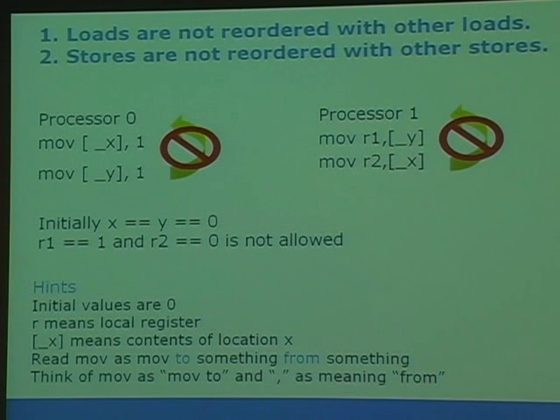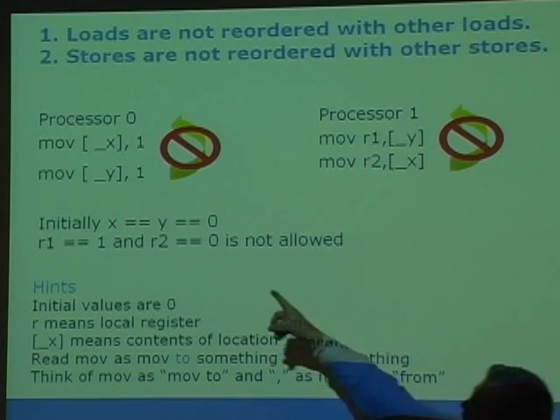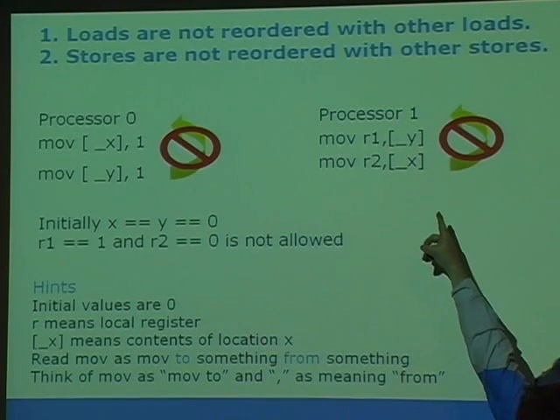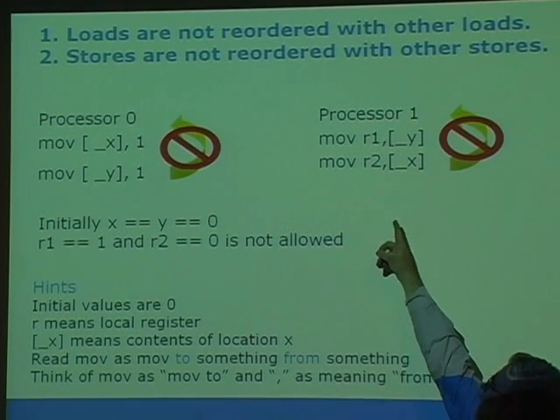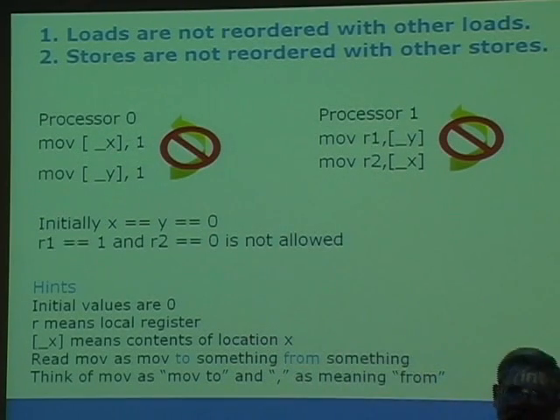So this means that if R1 is 1, which means that this Y here is seen by processor 1, this store here, then it will also see the store from processor 0. Okay, and you can flip it around, if R2 is 1, then R1 can't be 0 either. So you can't really have loads reordered with other loads.